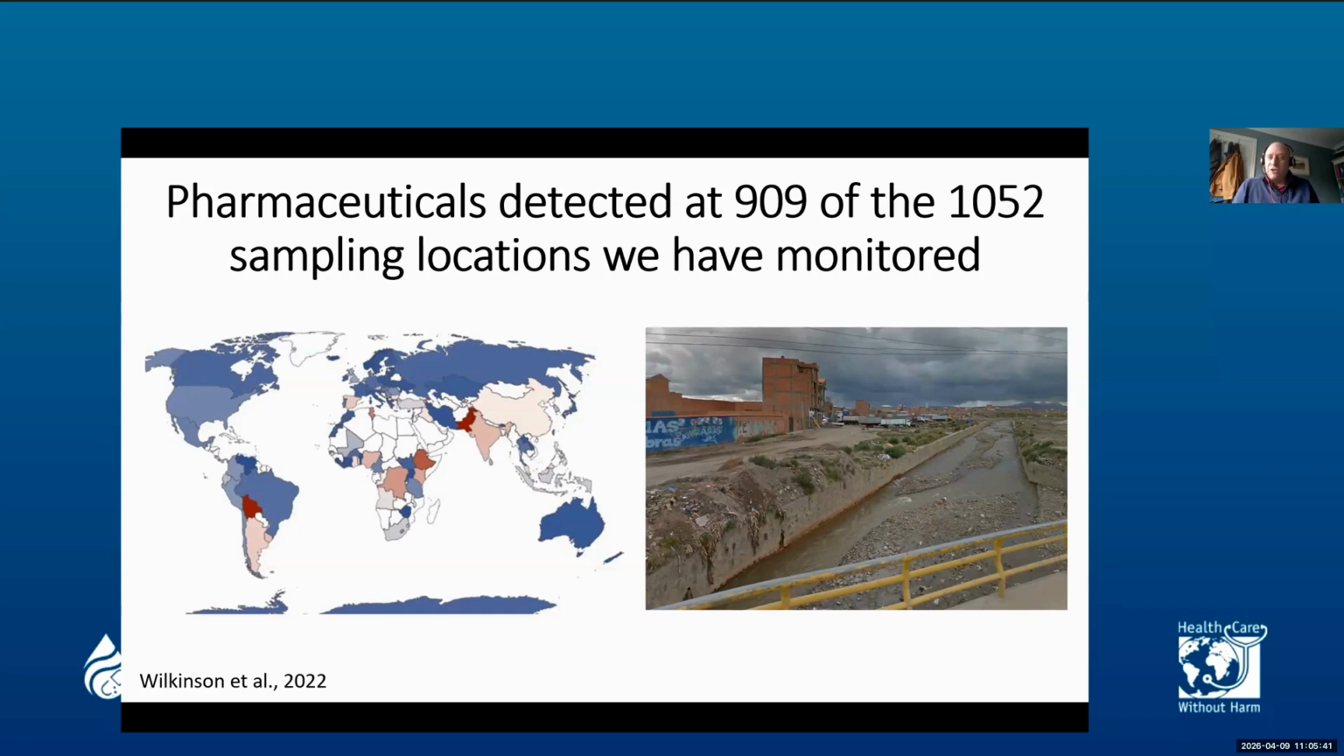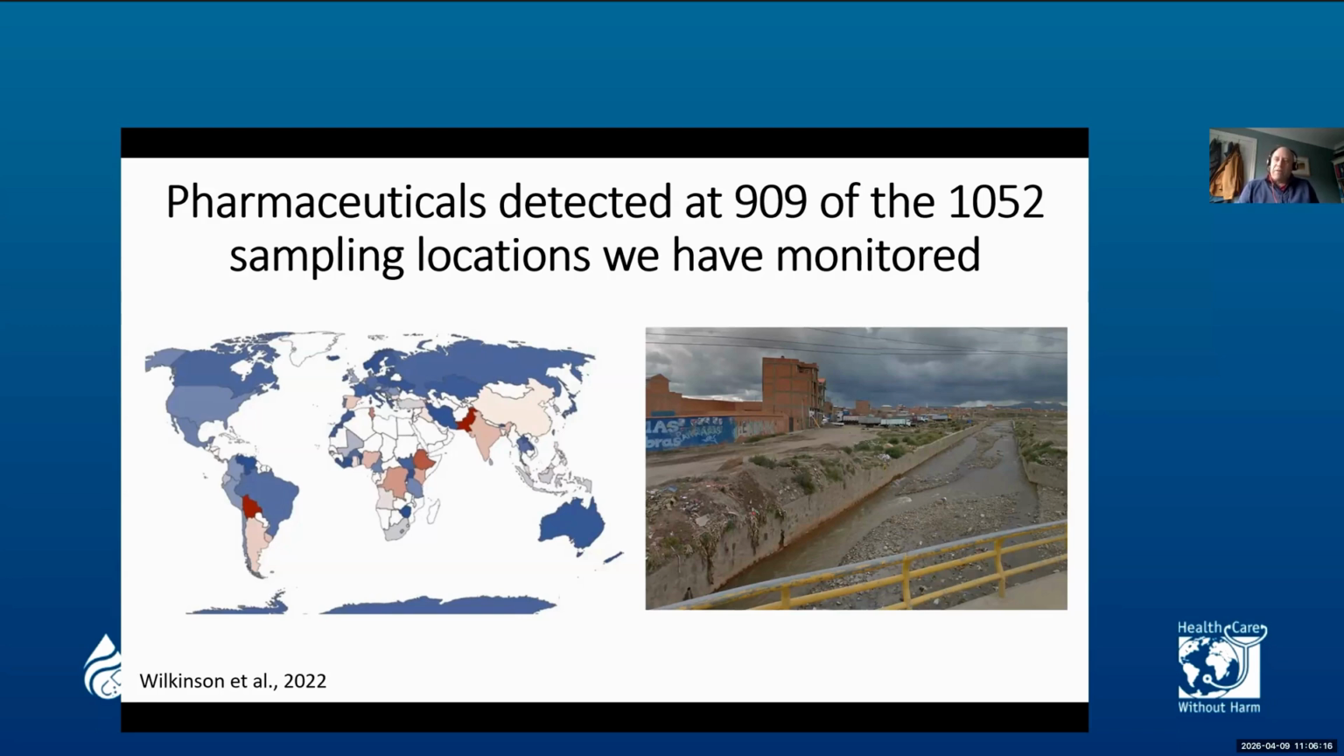The graph there shows an indication of the types of concentrations that we saw. So if you have a blue country, the levels are lower. And if you have a red country, then the levels are higher. And you can see that we're seeing the highest levels of pharmaceutical pollution in sub-Saharan Africa, in countries in Asia, and also Latin America. And on the right there, you have a photo. That photo is of the most polluted site that we monitored. So that was a river in La Paz in Bolivia.